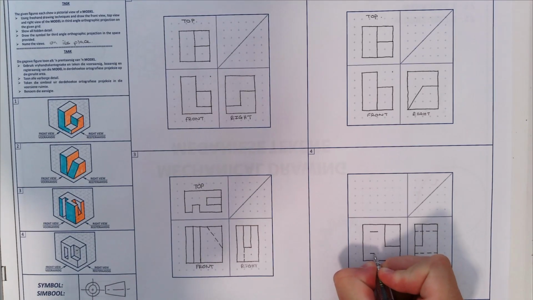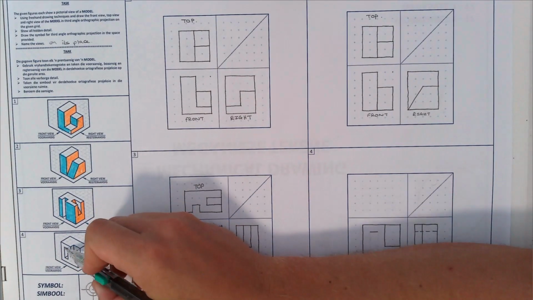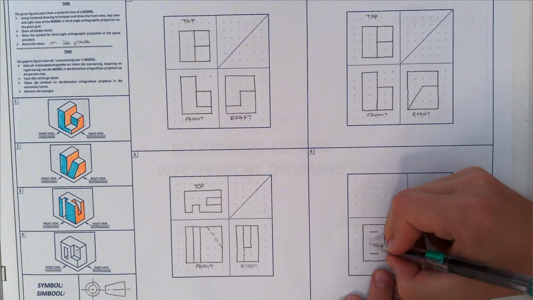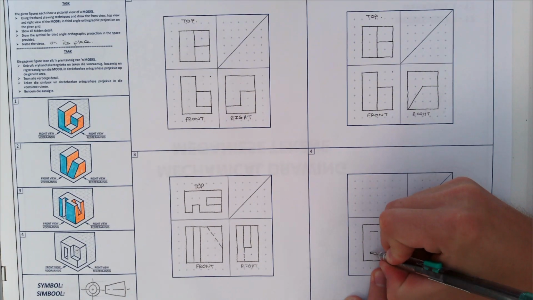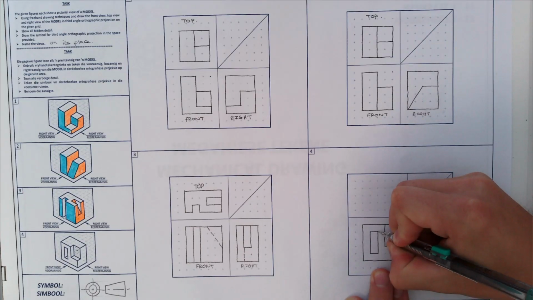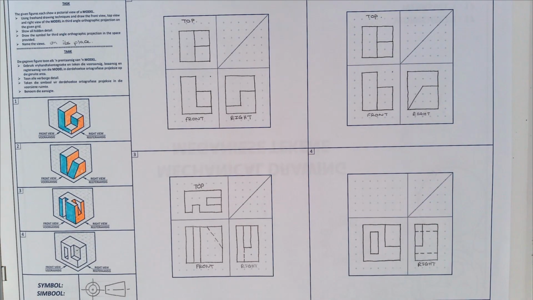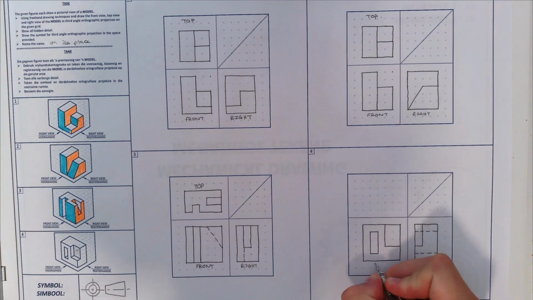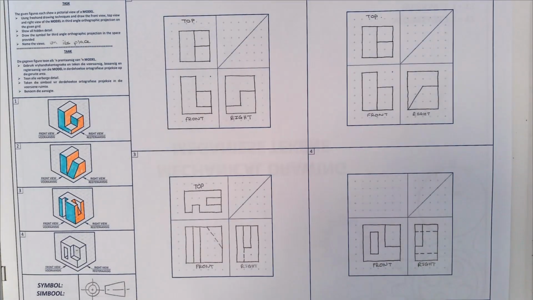It has a height of 1, 2, 3. And we can close it there on the left and on the right. That is your front view. And we're going to write here, front. There's no additional information that we need to add. There's no hidden detail. This is the front view and this is the right view.